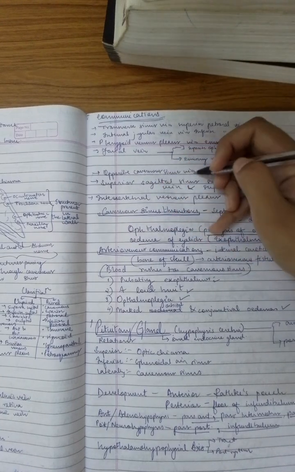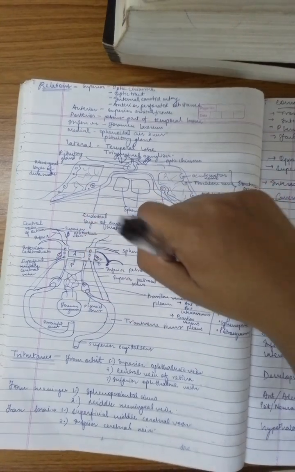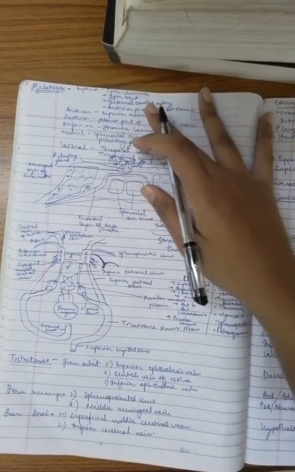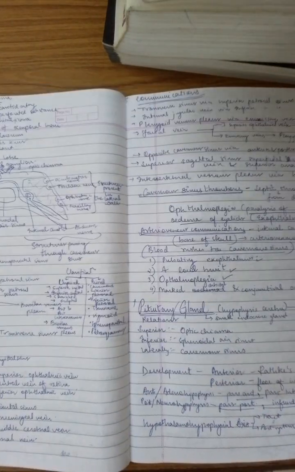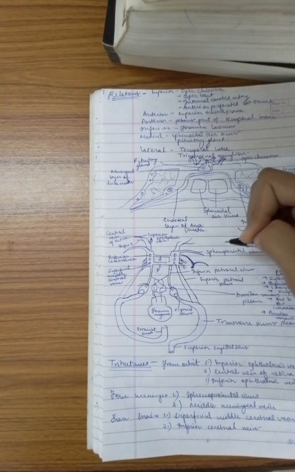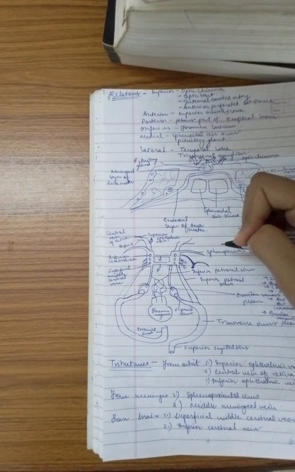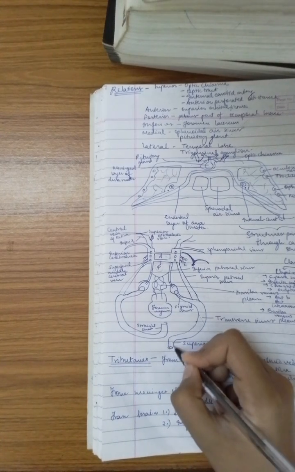And the opposite cavernous sinus, as we have learned in the classification of dural venous sinuses, through the anterior and posterior intercavernous sinus. And then there is the superior sagittal sinus, through the superficial middle cerebral vein and the superior anastomotic vein. Here is the superior sagittal sinus.